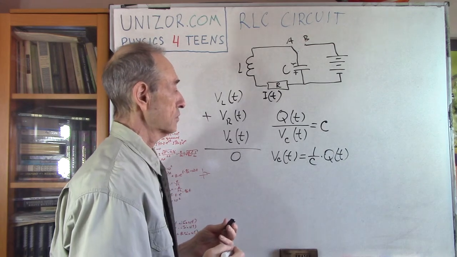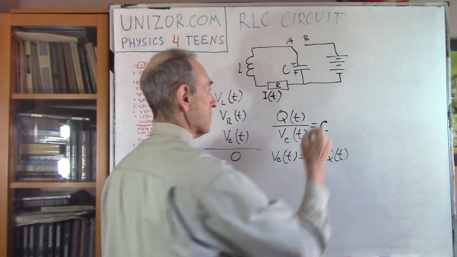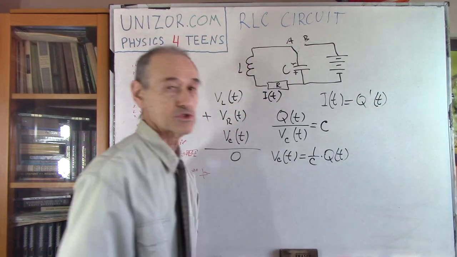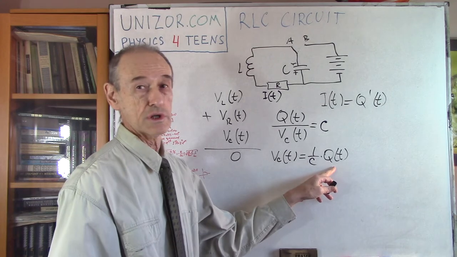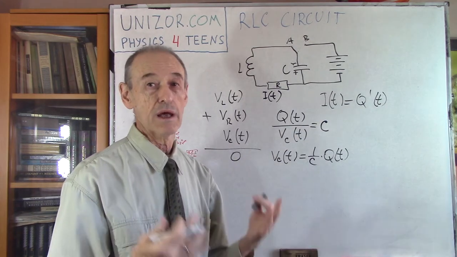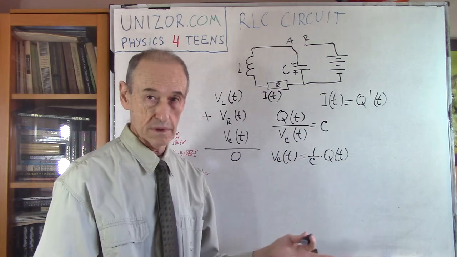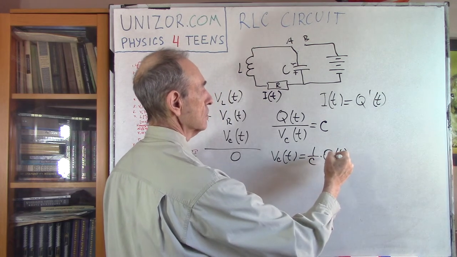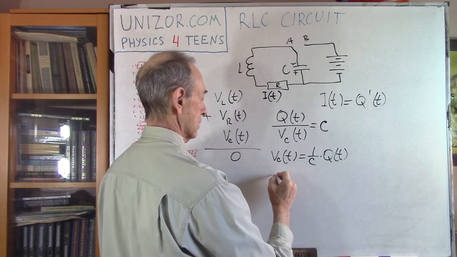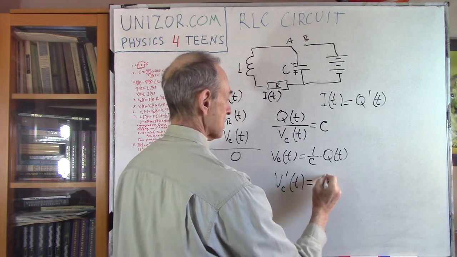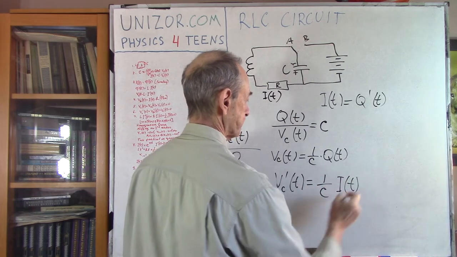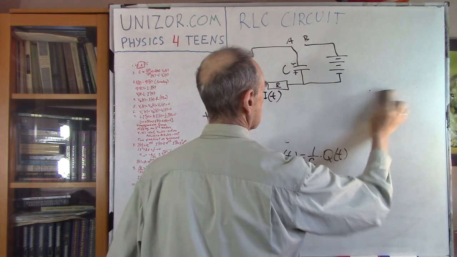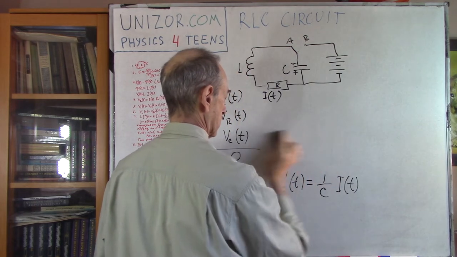All right? Now, what is this mathematically speaking? Well, mathematically speaking, I of t is just a derivative of the function q. So if q is changing, if charge is changing, its derivative is a rate of change, and the rate of change is called electric current. So what I will do here, I will differentiate this to get rid of the q and deal with current. So VC first derivative is equal to 1 over C I of T. Great. Done. Next.